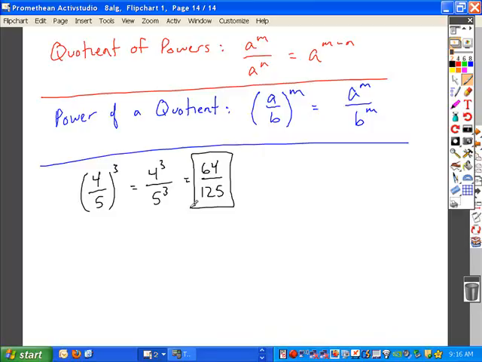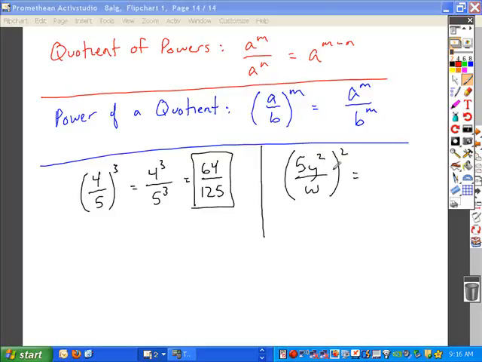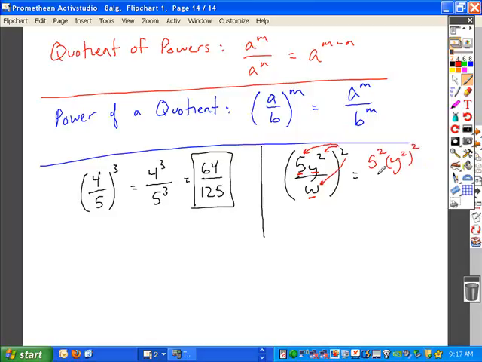Okay. All right. So let's say you took this expression and see if you can simplify what this fraction would become. And so now this combines the power of a product. You have two bases in here, okay, along with the power of a quotient. So when you look here, this power of 2 is going to apply to every base in the numerator as well as every base in the denominator. So you get 5 squared, you get y squared squared, and you get w squared.